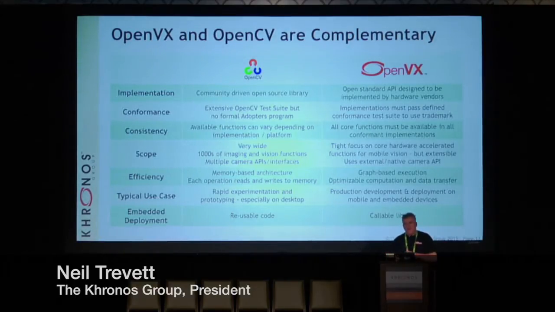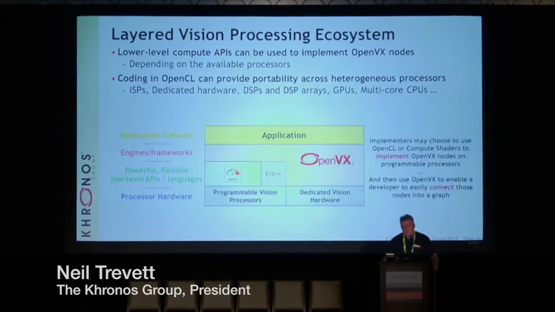People using OpenCV would typically take the source code and port it onto their system. OpenVX is intended to be implemented by the silicon vendor and offered to the developer as a kind of built-in library. And they both have strengths and weaknesses, but OpenVX is for low power deployment.